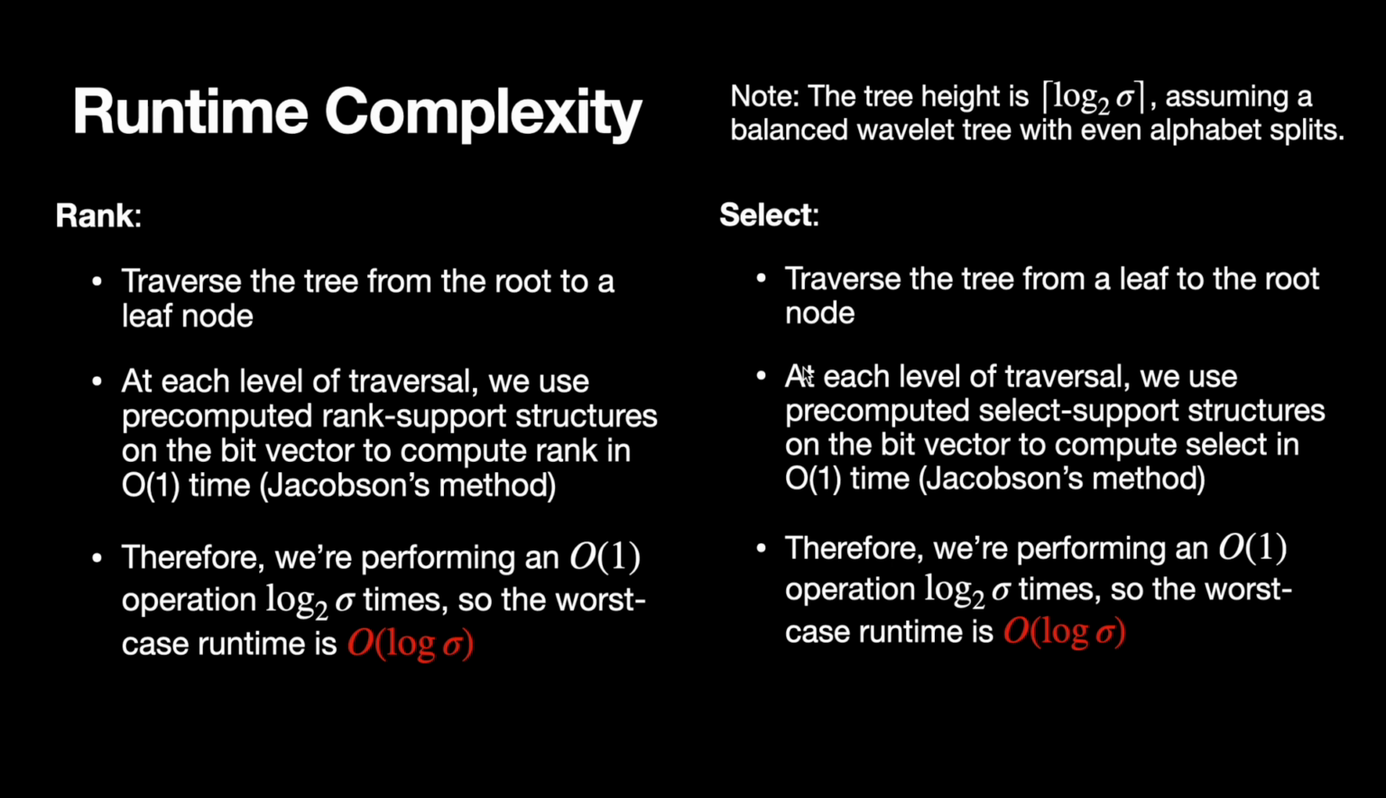Very similarly for select, we are traversing the tree, this time from a leaf up to the root node, and at each level of traversal, we use pre-computed select support structures on the bit vector to compute select in constant time. I said this is Jacobson's method. I believe this is actually Clark's method. Therefore, we're performing a constant time operation, very similarly, log base 2 of sigma times, so the worst case runtime is the same, big O of log of sigma.